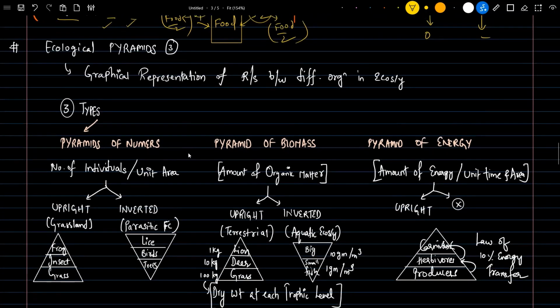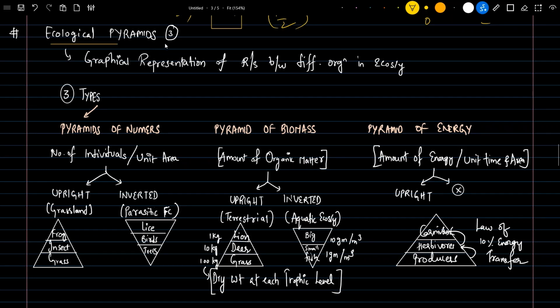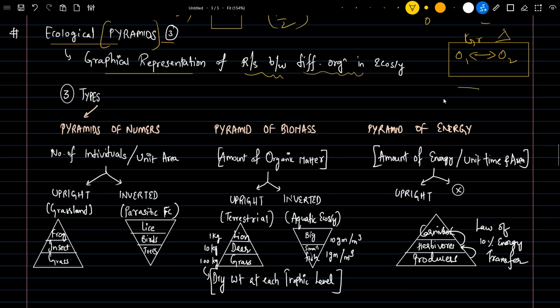Next important concept is ecological pyramids. There are basically three ecological pyramids. What do ecological pyramids mean, and why do we use them? It is simply a graphical representation of relationships between different organisms. Let's say organism one and organism two. There will definitely be a relationship between any two organisms. If we establish this relationship in graphical form, it can be done through pyramids. Pyramids can be upright or inverted.